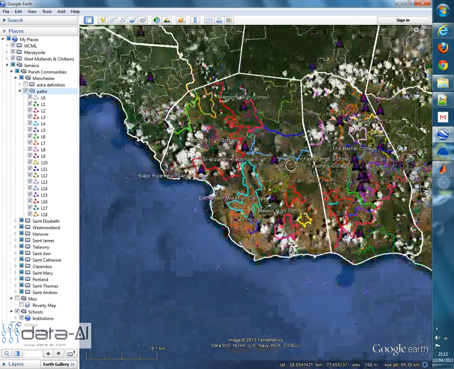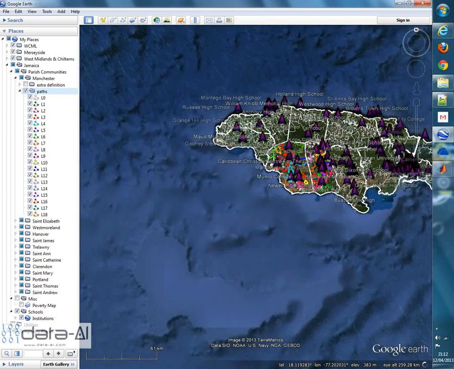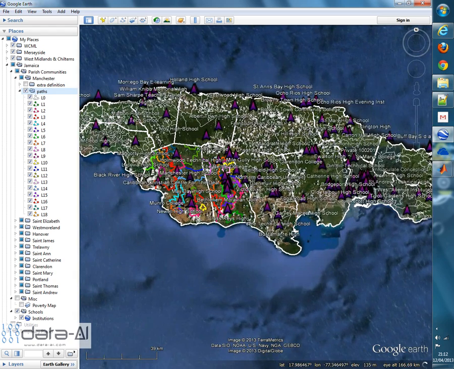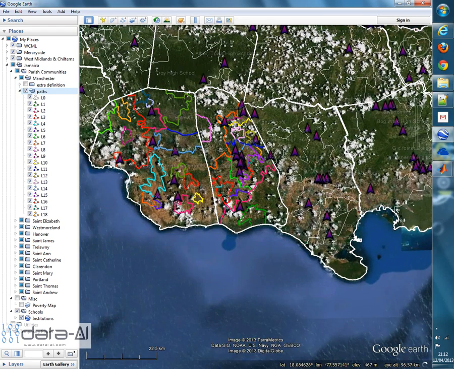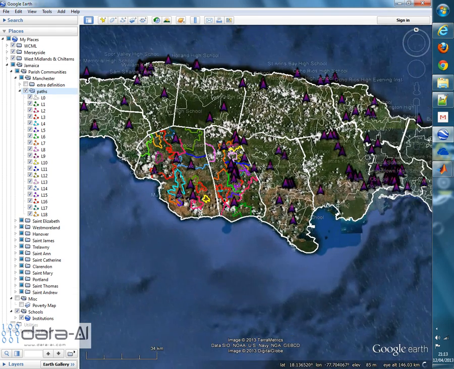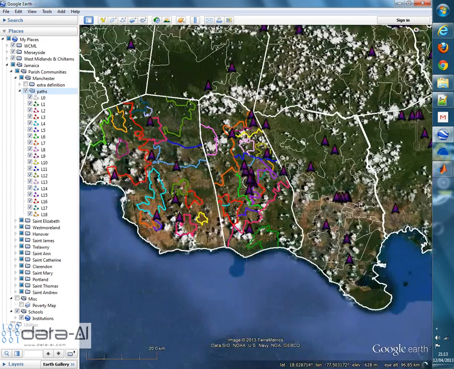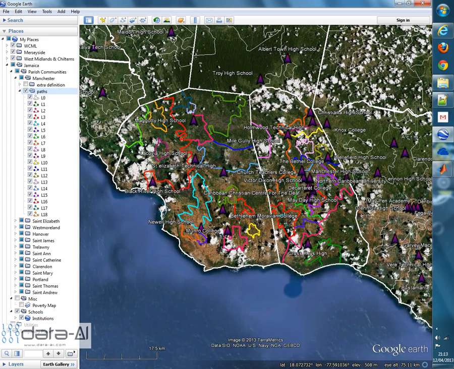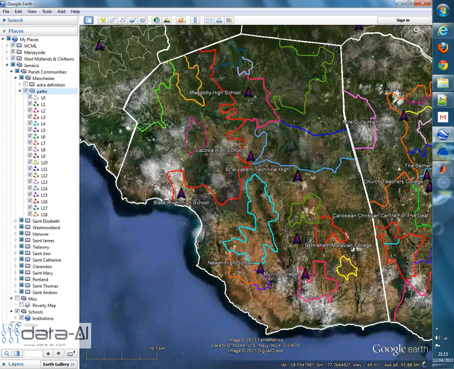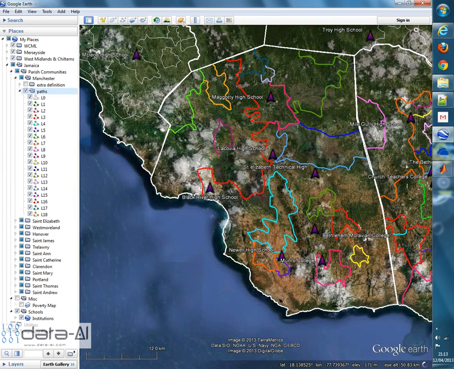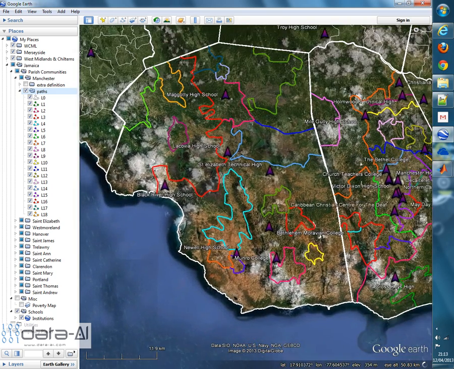So here we've got a map of Jamaica, and all those purple markers are locations of schools, and these thick white lines are parish boundaries. So there are 14 in Jamaica. And here I've selected two particular parishes. The one on the right hand side is Manchester, and the one on the left hand side is St. Elizabeth. And inside that we've got these individual lines running across the entire parish region.